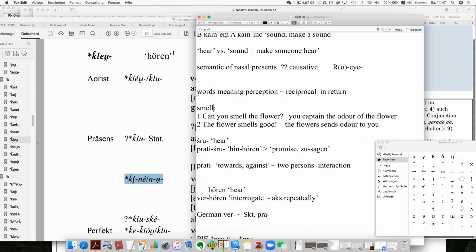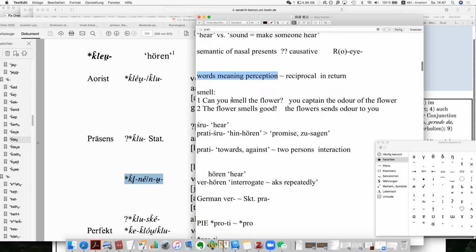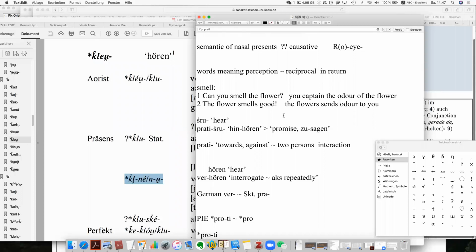Namely, words meaning perception can have a reciprocal meaning, a kind of interaction between two persons. So we use the example "smell": smell the flower, and the flower smells good. So there's something to do with your perception.